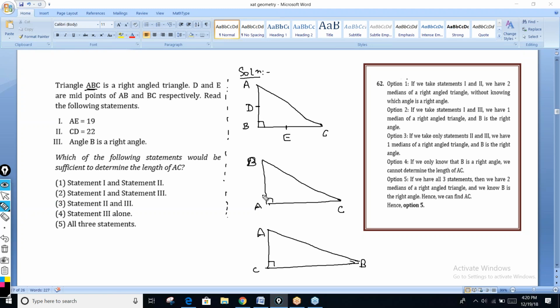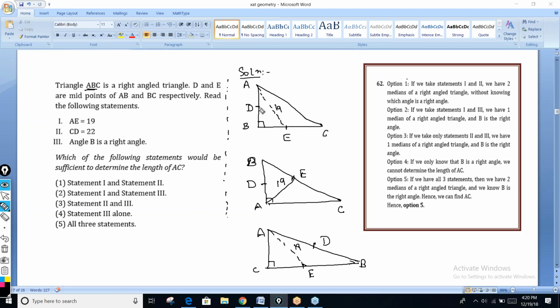Now if I'm taking AB, this is the angle, this is side, D and this is E. D and E are the midpoints of AB and BC respectively. AE is 19. In this question, it is given as 19. If I join this, here it is given 19, and here this is also 19.